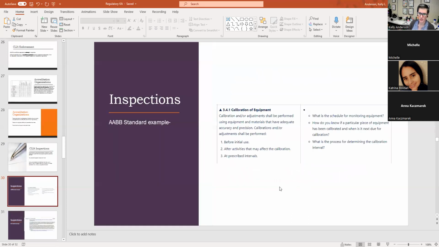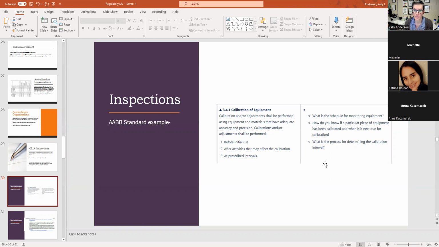And these organizations, their checklists or standards are really nice because the CFR is pretty vague. So the standards make sure that they are covering the CFR in addition, above and beyond that. This is an example of an AABB standard. These are nice because they'll have the standard and then they'll have questions to make sure that you understand the standard and that you're actually following the standard. Like calibration of equipment. Calibration and/or adjustments shall be performed using equipment and materials that have adequate accuracy and precision. Calibrations and/or adjustments shall be performed before initial use, after activities that may affect calibration, and at prescribed intervals.